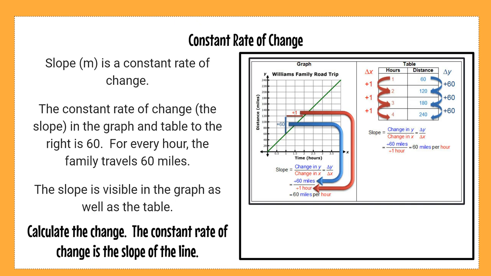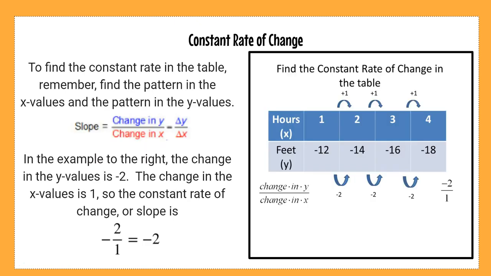So that's the constant rate of change. Well, it's also the slope. So you can see the slope on the graph. You can see that I go up 60 and over 1 every time. But if you'll look in the table, we can see that as well. Remember, change in x and change in y is just how they change from one to the other. So the hours are going up by 1. That's the change in the x. And the distance is going up by 60. So that's the change in the y. So for every 60 miles, it takes them an hour. Or every hour, they drive 60 miles. The slope is visible in both places. And so when we calculate the change, the constant rate of change is the slope of the line. That's just another way we refer to it.